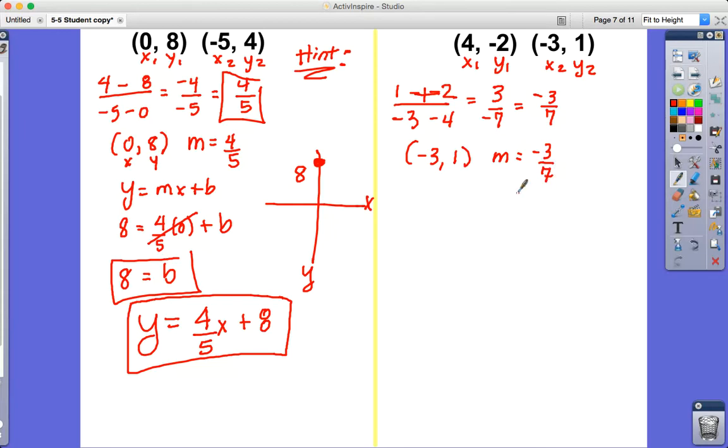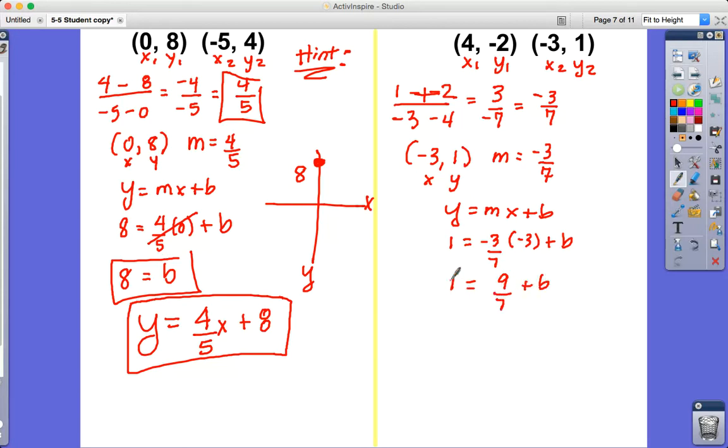Hint. All right, so we label x, y, right? Y equals mx plus b. Plug in. We're ready? Y, m, and x. Y is 1. M is negative 3 over 7. X is negative 3, plus b. A negative times a negative is a positive. So we get 1 equals 9/7 plus b.